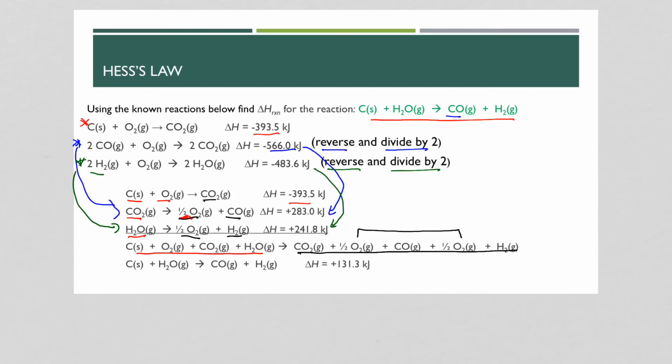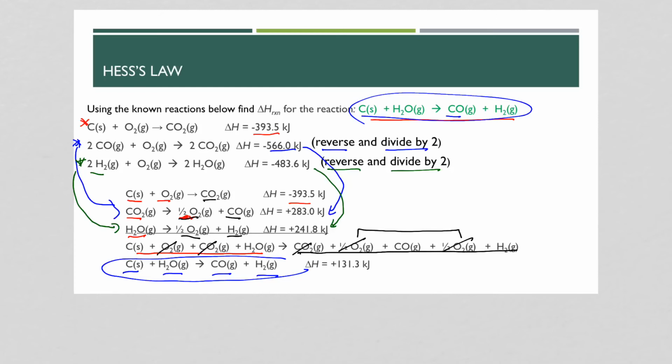I cancel out things that are on both sides. So cancel out 1 mole of CO2 here with 1 mole of CO2 here. I'm going to cancel out 1 mole of oxygen with these 2 half moles of oxygen, and I'm left with carbon plus water goes to CO plus H2, which is my target equation. So it adds up right, so I've done it right.